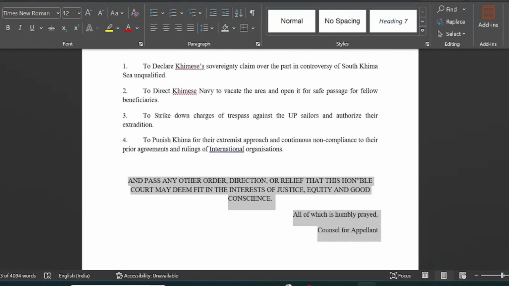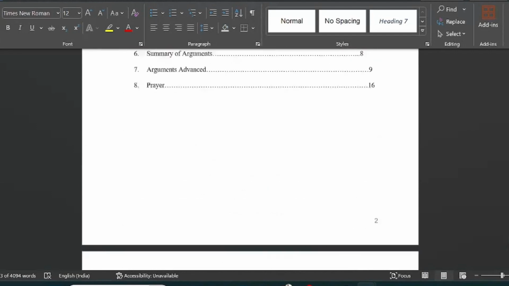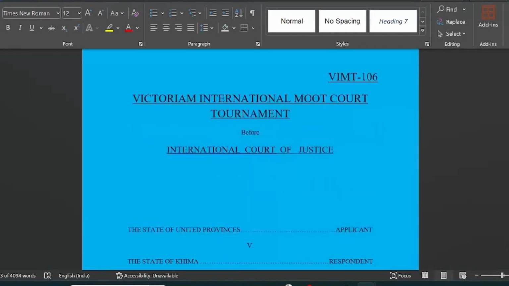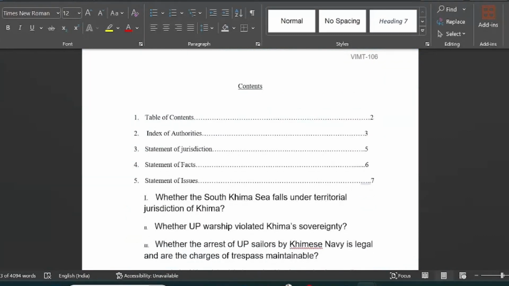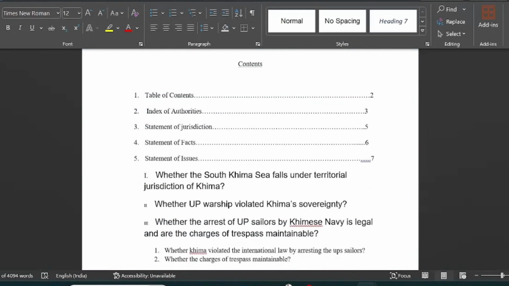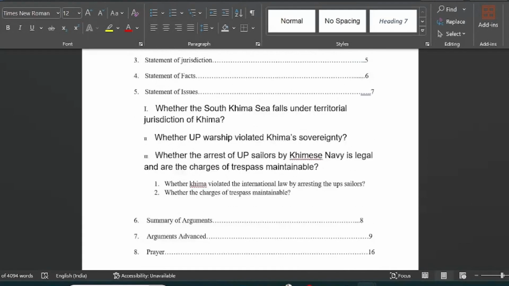So this was our statement. This was the entire moot court memorial drafting that I've explained to you right now. So yes, this is more or less everything that I think that you should understand, that you should know about drafting.